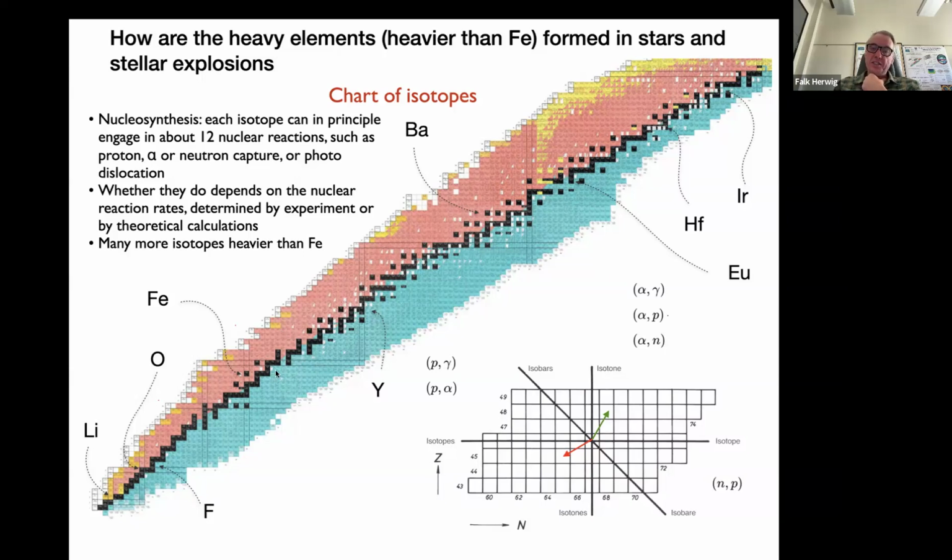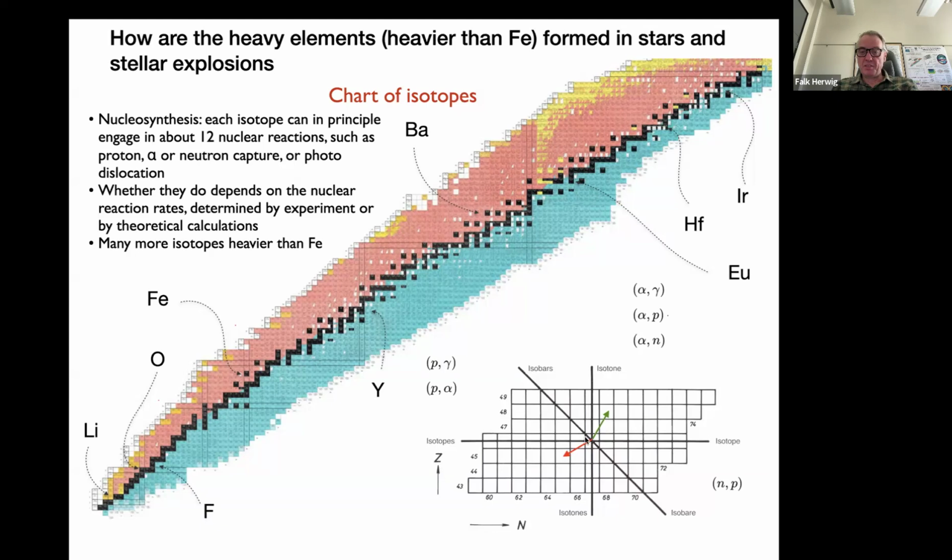And all of these elements have formed in stars and stellar explosions by a process called nucleosynthesis. Nucleosynthesis means that each of these little boxes here, shown one here in the schematic way, can do one of about 12 nuclear reactions. And some examples are given here.